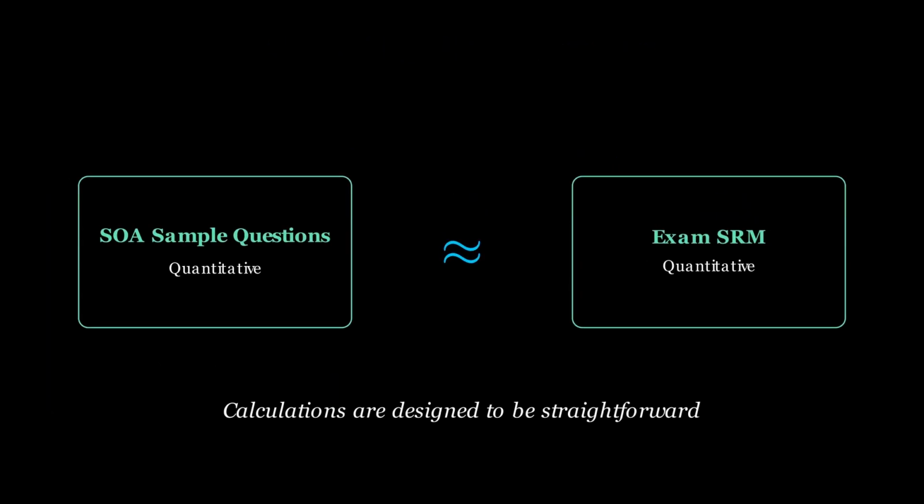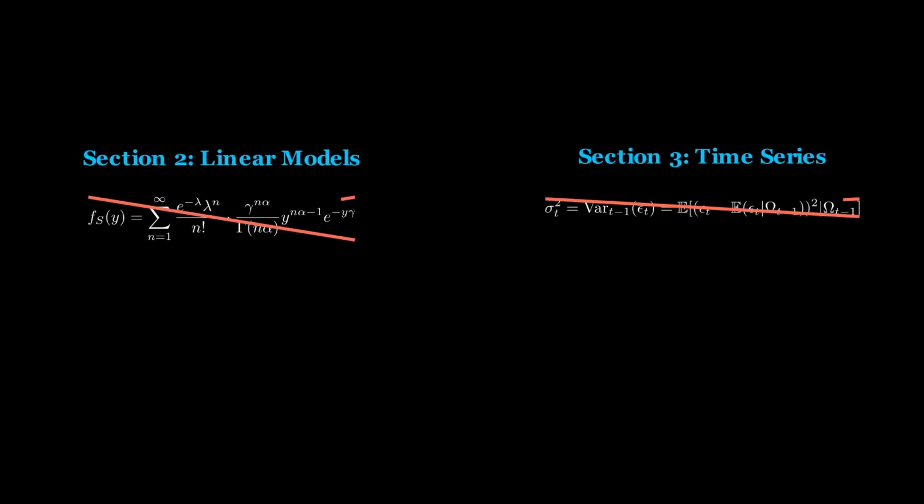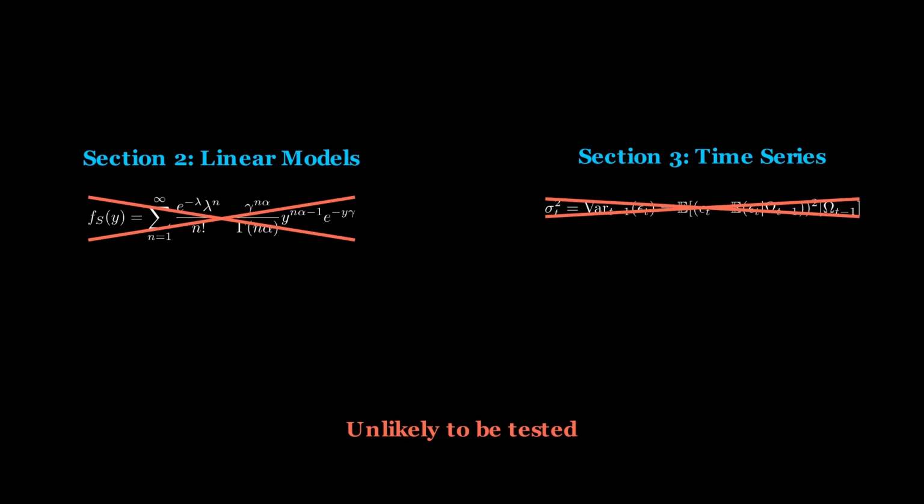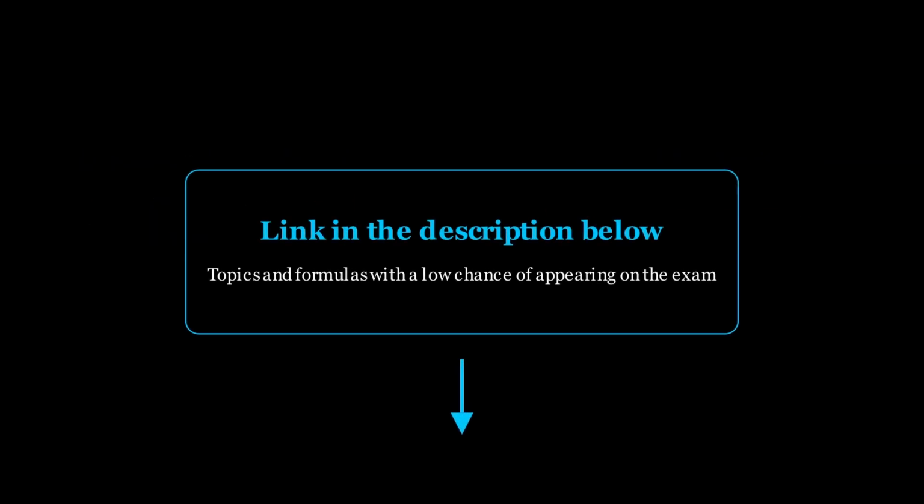For the quantitative portion, the difficulty is on par with the difficulty of the SOA sample questions, meaning that most of the calculations are designed to be straightforward. Math will still be needed to solve quantitative questions, but in most cases, these questions do not require you to memorize many of the complex formulas found at the end of Section 2, Linear Models, and Section 3, Time Series. I'll leave a link in the description below that covers all the topics and formulas that have a low chance of appearing on the exam.